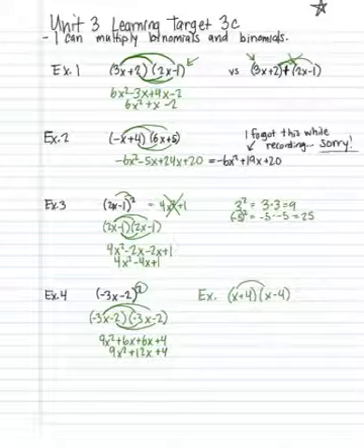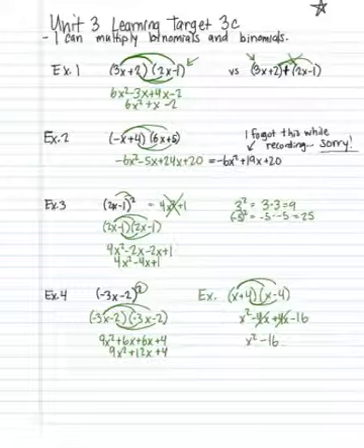X and x gives me x squared. X and negative 4 is negative 4x. 4 and x is positive 4x. 4 and negative 4 is negative 16. So we've got x squared. Our negative 4x and our positive 4x are going to cancel each other. Minus 16.